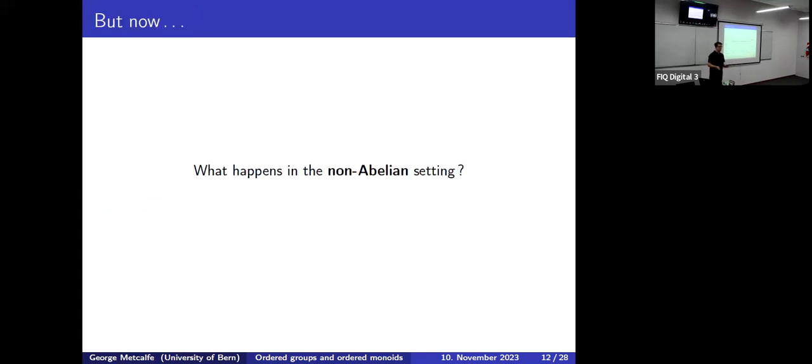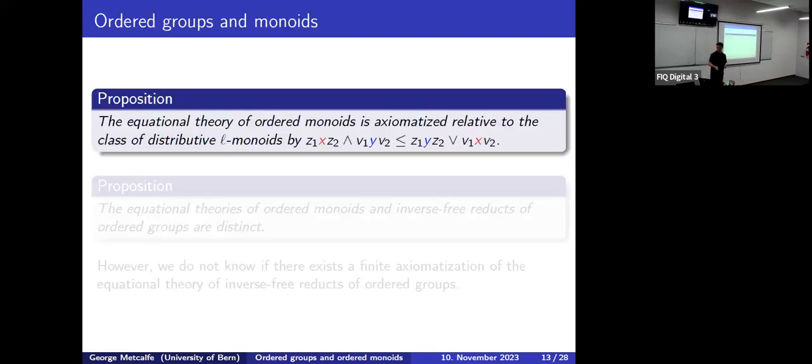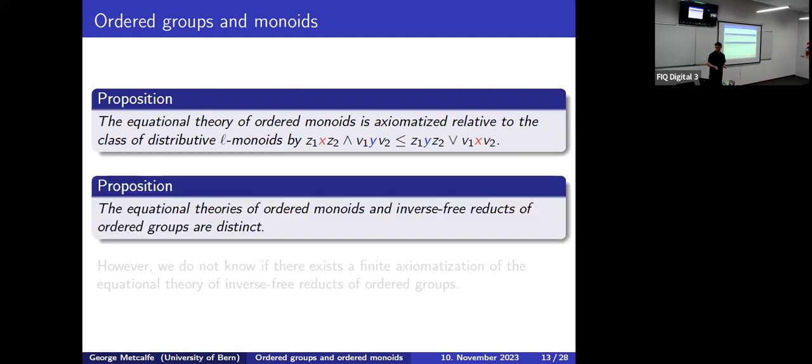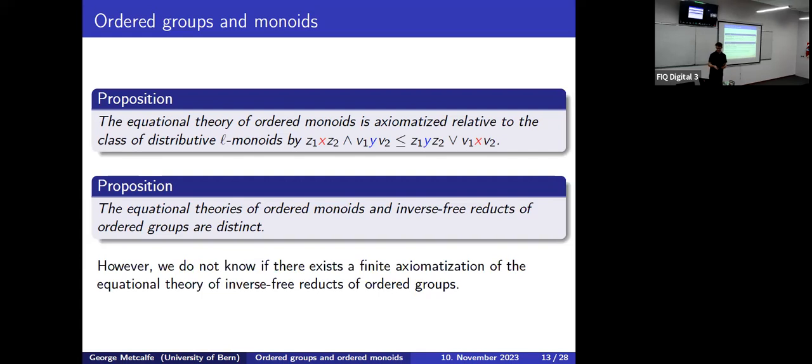What happens in the non-abelian setting? Do we get an improvement? Well, we can axiomatize the equational theory of ordered monoids quite simply. There's a finite axiomatization. However, the equational theories of ordered monoids and of inverse-free reducts of ordered groups are distinct. So again, there's an equation without inverses that holds in all ordered groups, but doesn't hold in all ordered monoids. And we don't know if there's a finite axiomatization of the equational theory of inverse-free reducts of ordered groups.